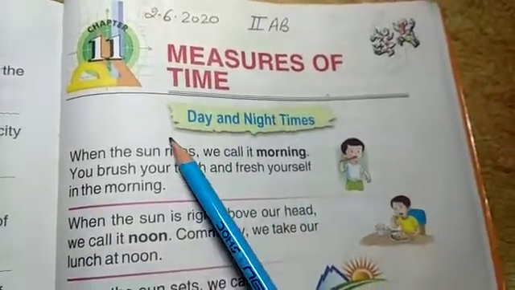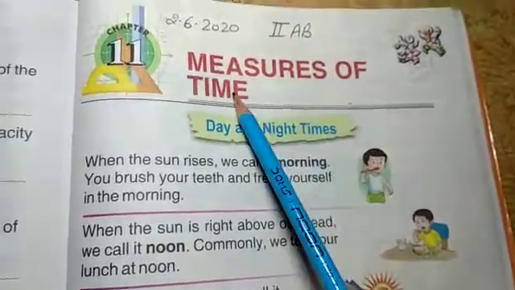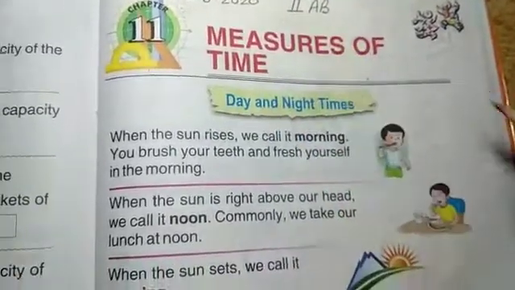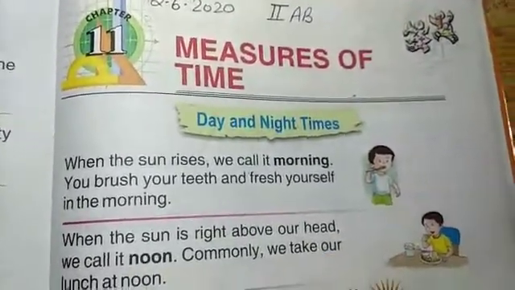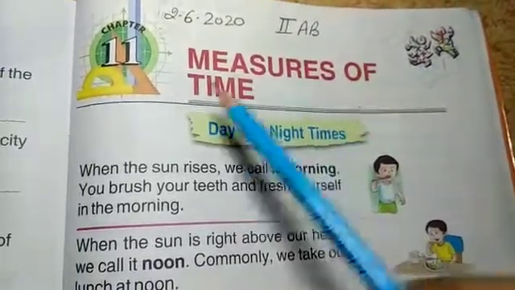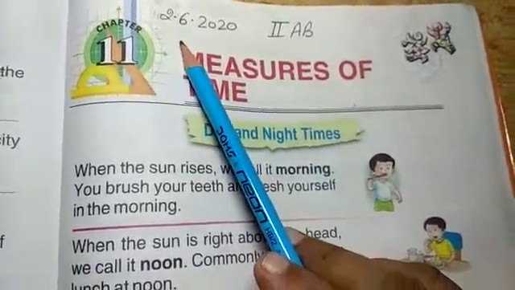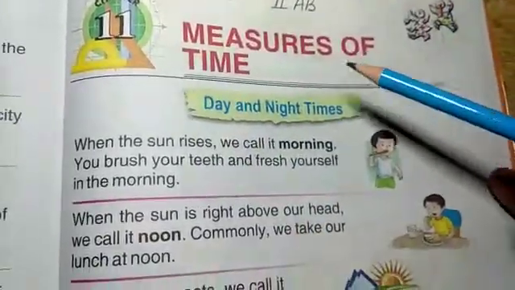Children, today I'm going to explain to you Maths chapter 11, Measures of Time. Take out your Maths reader, it's given on page number 137. The written assignment of this chapter was already sent to you on 2nd of June. So let's begin with chapter number 11.